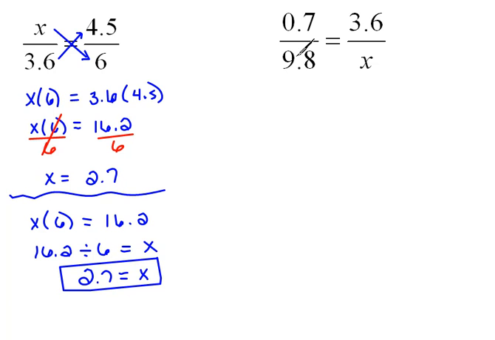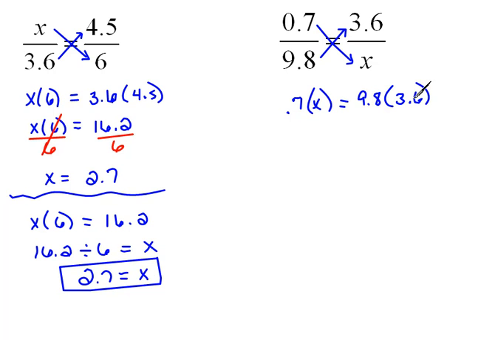Okay, let's look at this second one here. Here again, we're working with all decimals. We've got a missing part of this proportion, so we need to use our cross product method in order to solve it. So we're going to multiply 0.7 times this unknown amount, and that's supposed to equal, because this is a proportion, 9.8 times 3.6.